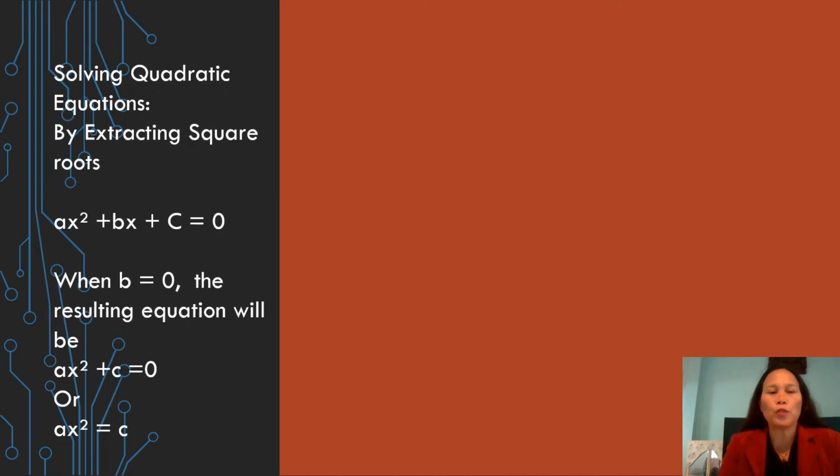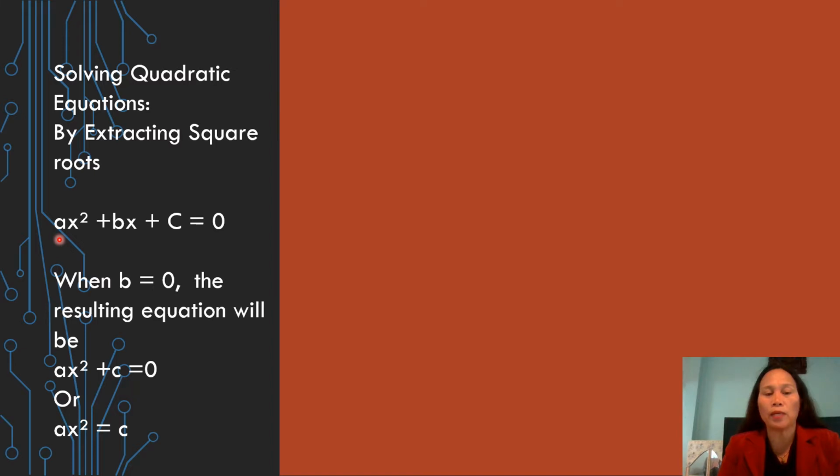Now, we're going to solve quadratic equation by extracting square roots. The quadratic equation in standard form is equal to ax squared plus bx plus c is equal to 0, where a, b, and c are real numbers. B and C can be 0. Pwede maging 0 ang B and C natin, but not A.